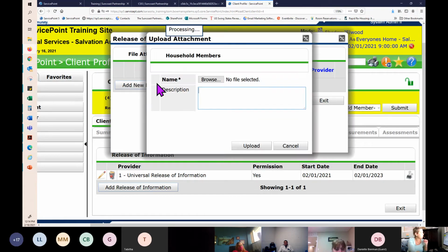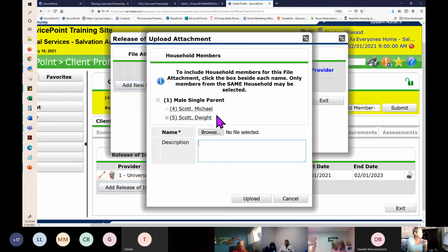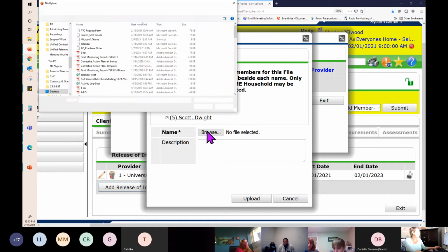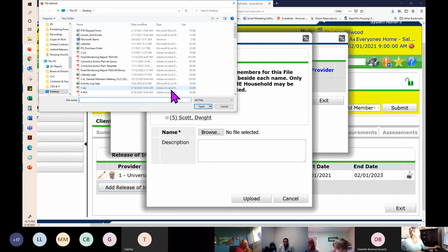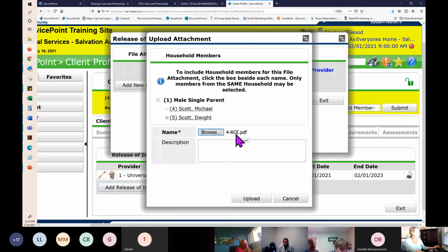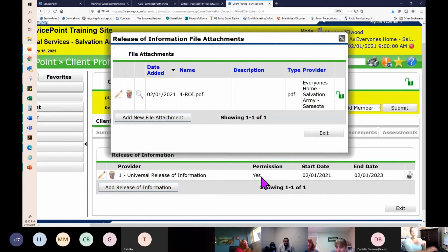Okay, so I'm going to click the paperclip. Add new file attachment. Michael and Dwight. I'm going to have for ROI. I've scanned it to my desktop. We find it right here. And we're going to upload. Now we have scanned and uploaded our release of information.